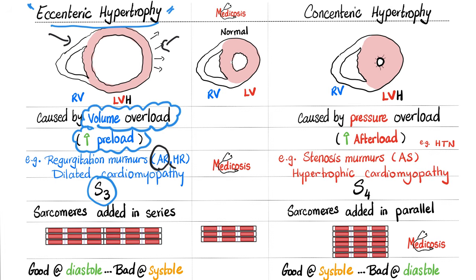Conversely, if there is pressure overload, also known as increased afterload, this causes concentric hypertrophy. And this happens with stenotic murmurs like aortic stenosis, mitral stenosis, etc. Also, in cases of hypertrophic obstructive cardiomyopathy or hypertrophic cardiomyopathy, as opposed to the dilated cardiomyopathy, which has more volume overload. I have talked about the different types of cardiomyopathy in separate videos. If I have pressure overload or increased afterload, we expect S4 heart sound.